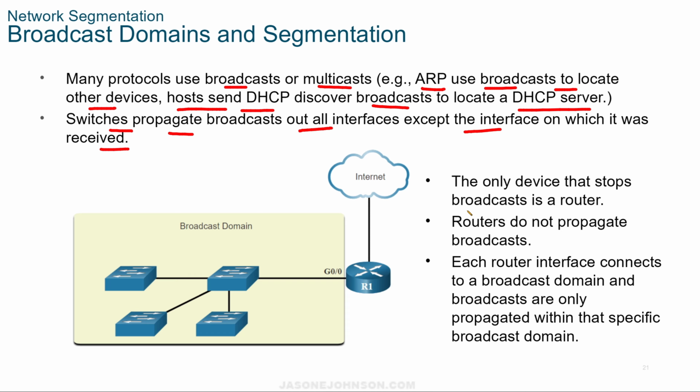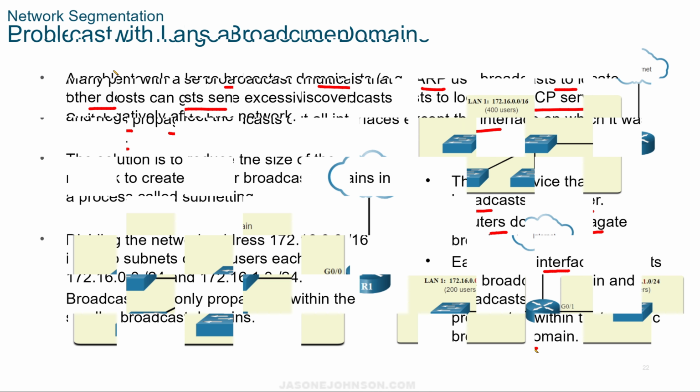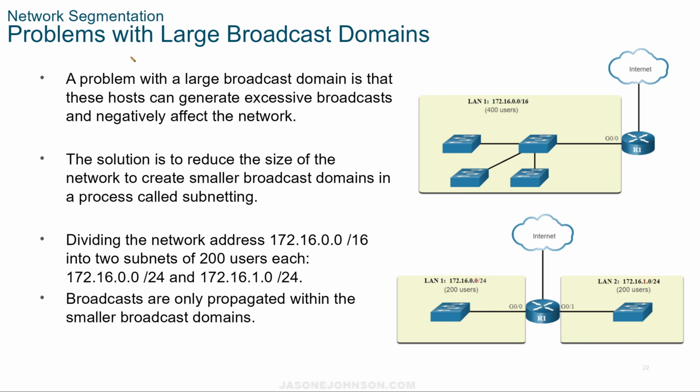So the only device that stops broadcast is a router, and routers do not propagate broadcast. Each router interface connects to a broadcast domain, and broadcasts are only propagated within that specific broadcast domain. Now, there can be a problem with large broadcast domains: hosts can generate excessive broadcast and negatively affect the network. The solution is to reduce the size of the network to create smaller broadcast domains in a process called subnetting.